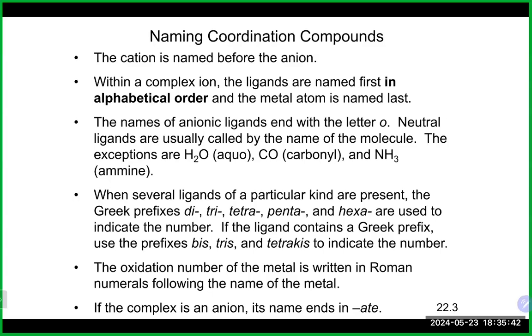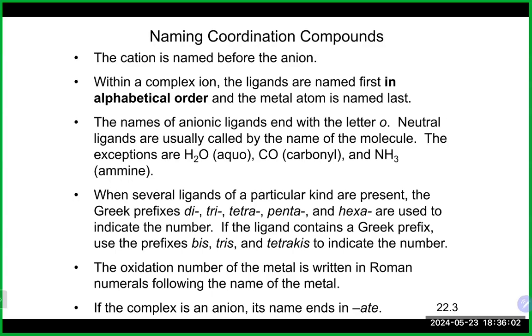So if you have two of the same ligand, we use the prefix di. We use tri for 3, tetra for 4, penta for 5, and hexa for 6. So this is what I was talking about before. We do ignore the prefixes in terms of the alphabetical part of it when you're putting the ligands in place.